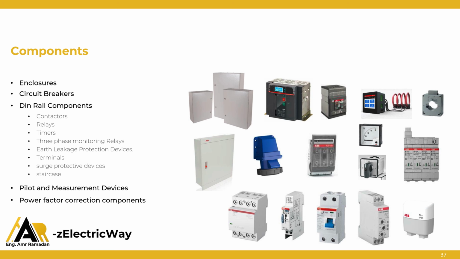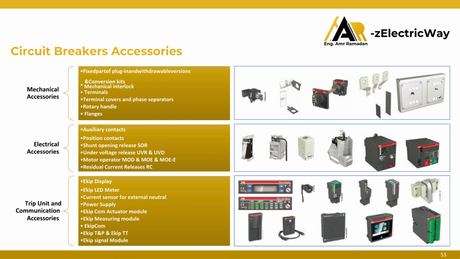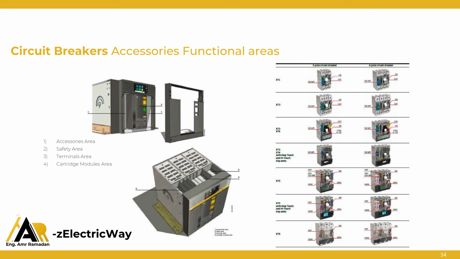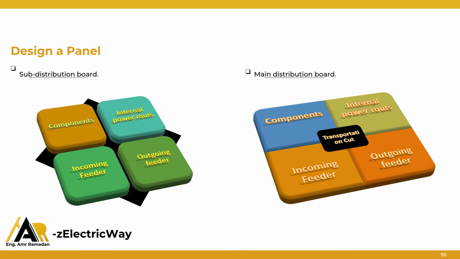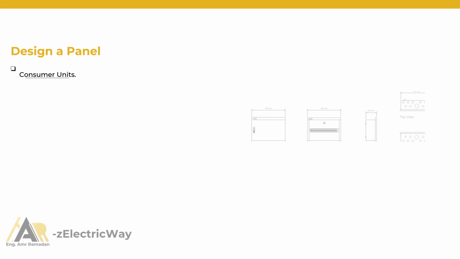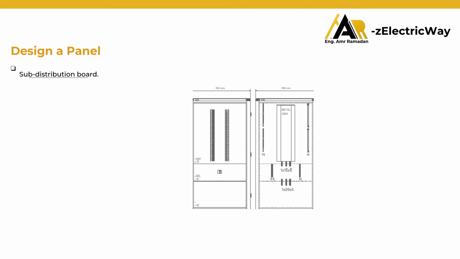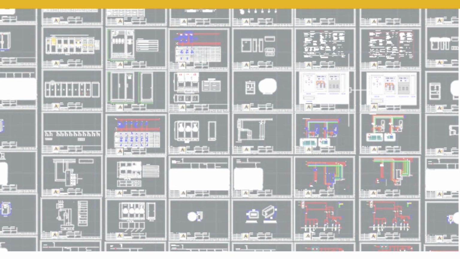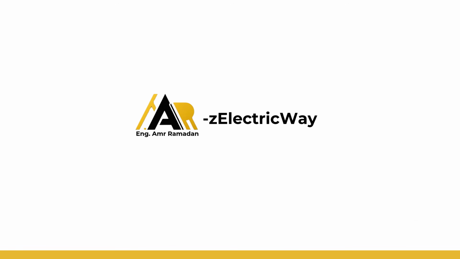This is a component enclosure, circuit breakers. We will talk about function, principles, construction, wiring, size, and description. The design stage: how to design the panel, select the appropriate breakers, and determine the cable length and panel size. This is an AutoCAD file that contains more than 100 drawings, which you can practice on to produce a design that is 100% accurate.